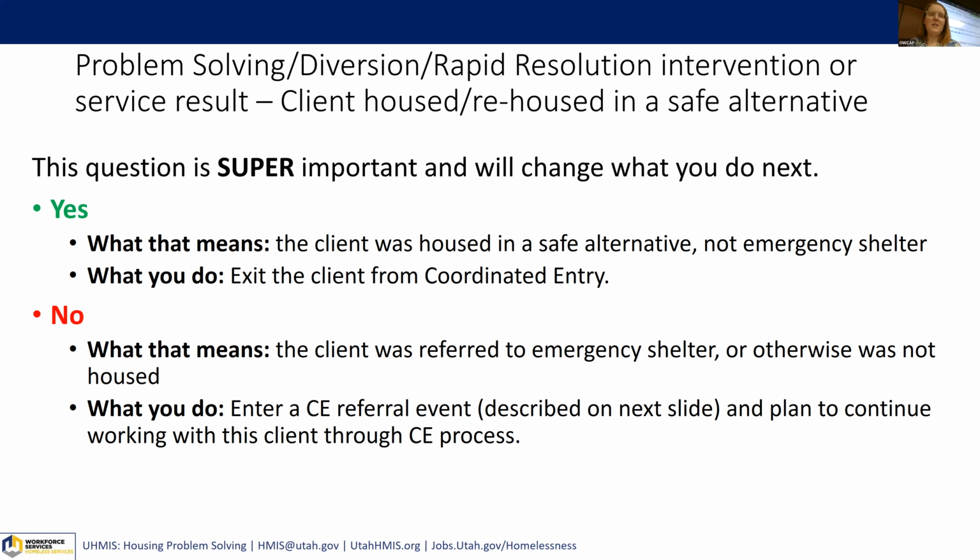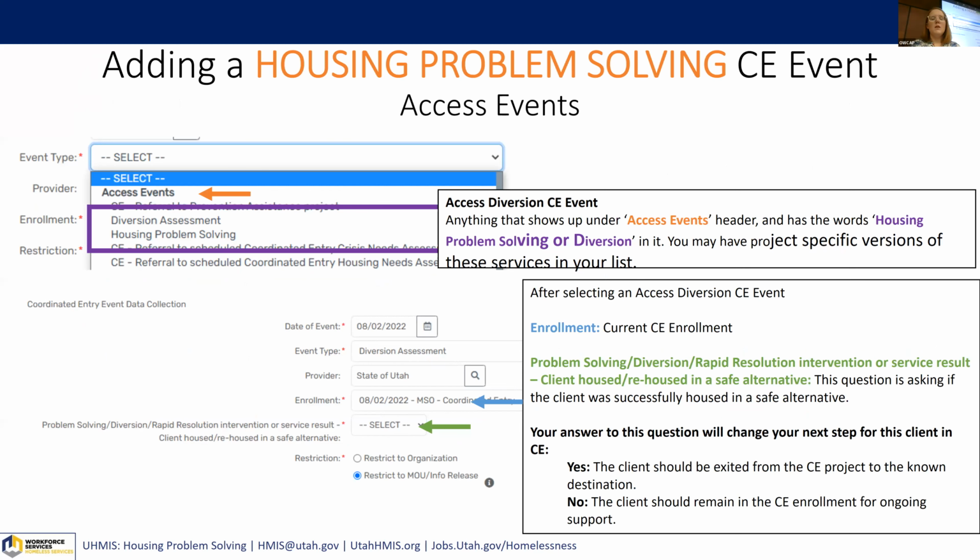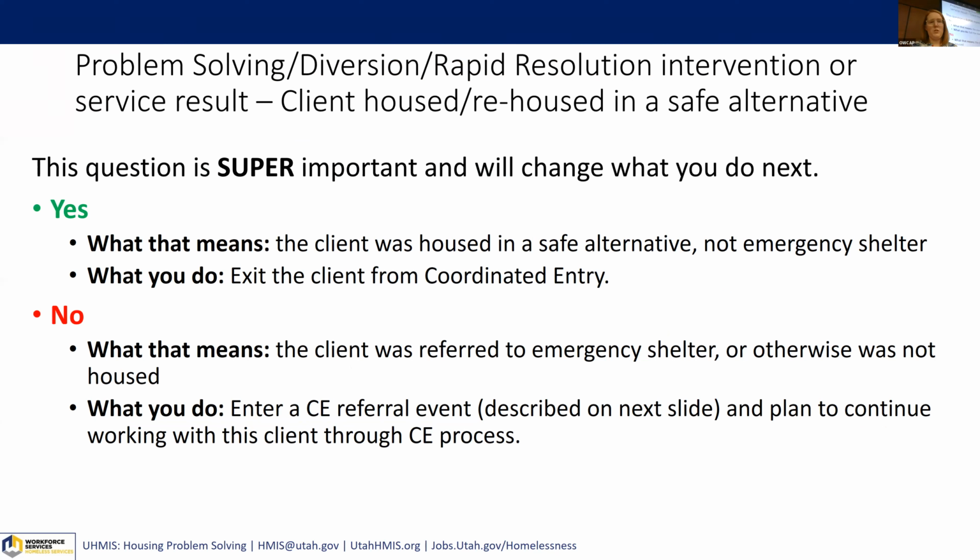Okay. If you are putting somebody into emergency shelter tonight, what do you mark? For your housing problem solving, if you did this service, hold on, I'll try to move my mic so maybe it'll work better. You marked diversion assessment, and you diverted them, and they stayed in shelter tonight, or your hotel program. Would you mark yes or no to the question, housing problem solving, diversion, rapid resolution, intervention, or service, client housed in a safe alternative? What do you mark? Do I mark yes?